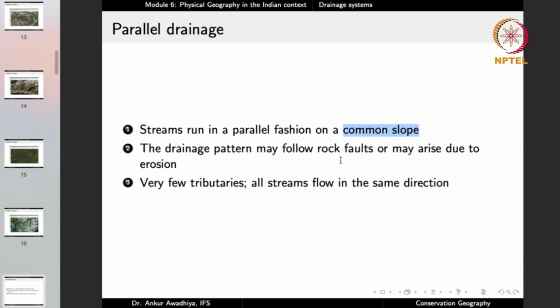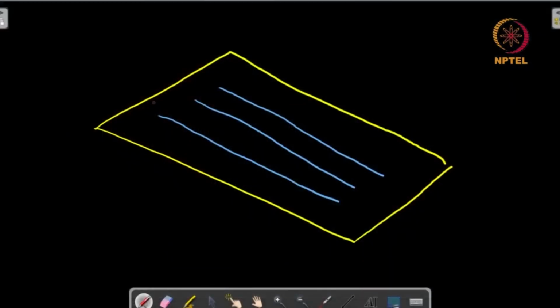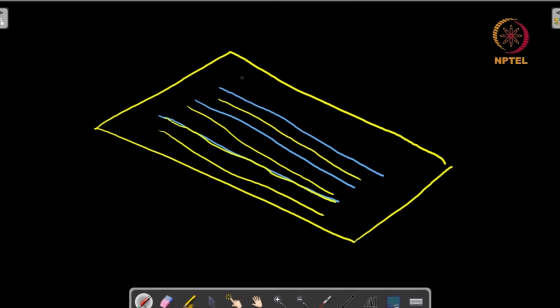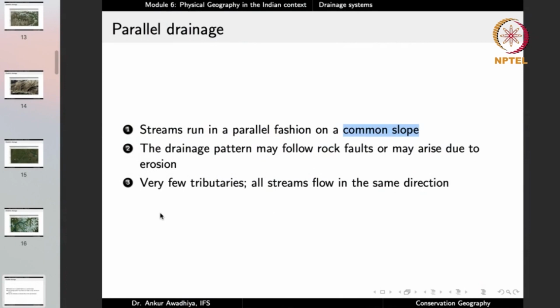The drainage pattern may follow rock faults or may arise due to erosion. So it is also possible in certain cases that the rocks themselves have faults that are parallel to these. And so it is possible that this stream is just following a rock fault. So that is also possible, but not necessary. So you can even have a parallel drainage in an area where you do not have the rock faults.